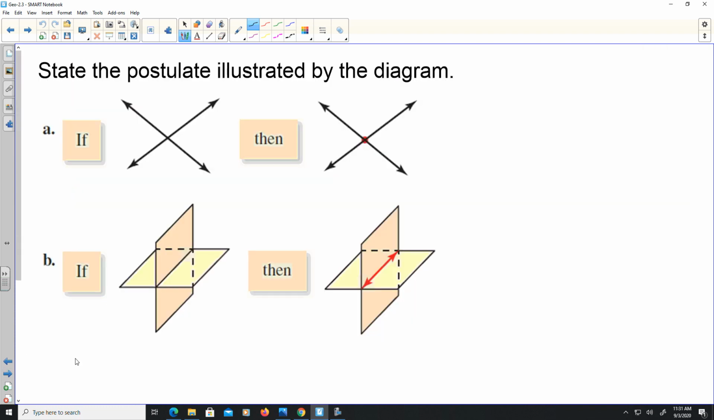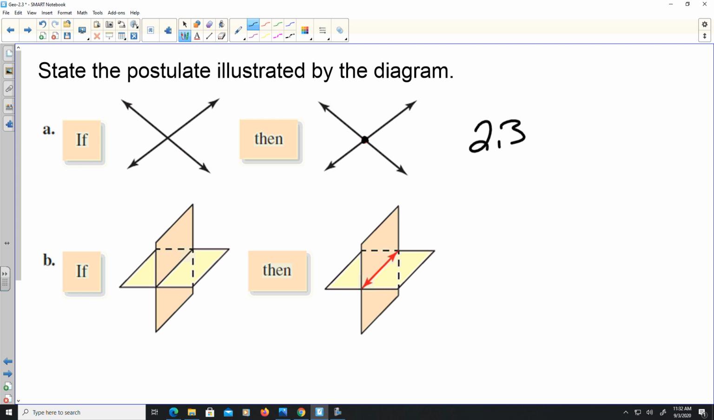So here it says state the postulate illustrated by the diagram. For part A, it looks like we've got two intersecting lines, and the only difference is they've got that point of intersection. If you were to go into your postulates, I would say that that is postulate 2.3, because postulate 2.3 says if two lines intersect, then their intersection is exactly 1 point.